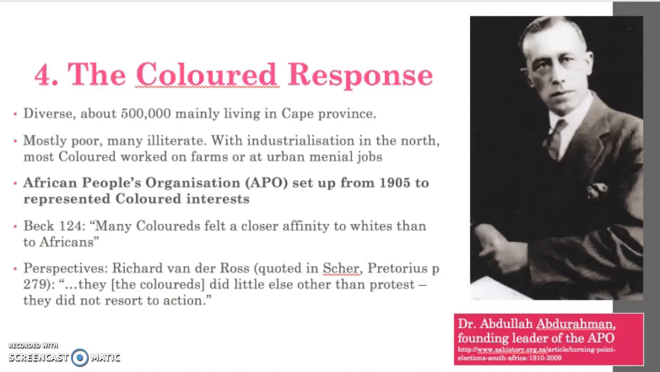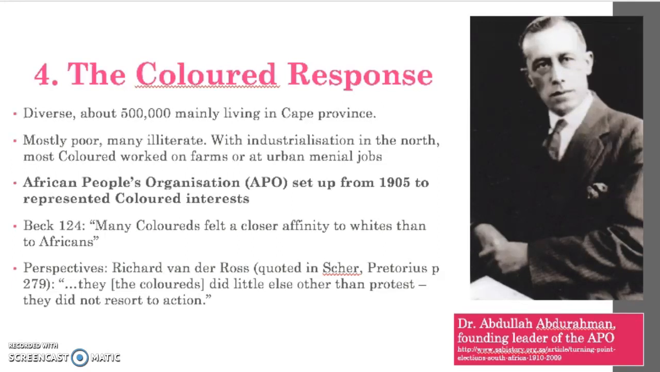One of the challenges, however, is that most of their business in the early years of their foundation was making sure that they protected the limited rights that coloureds had in the Cape provinces, which had been threatened with the Union in 1910. You've got a couple of different perspectives there. Richard van der Ross is quoted in Pretorius's anthology, A History of South Africa, and Beck there again. So some different ideas about the type of response that coloureds were putting forward to the attempts at white legal supremacy.